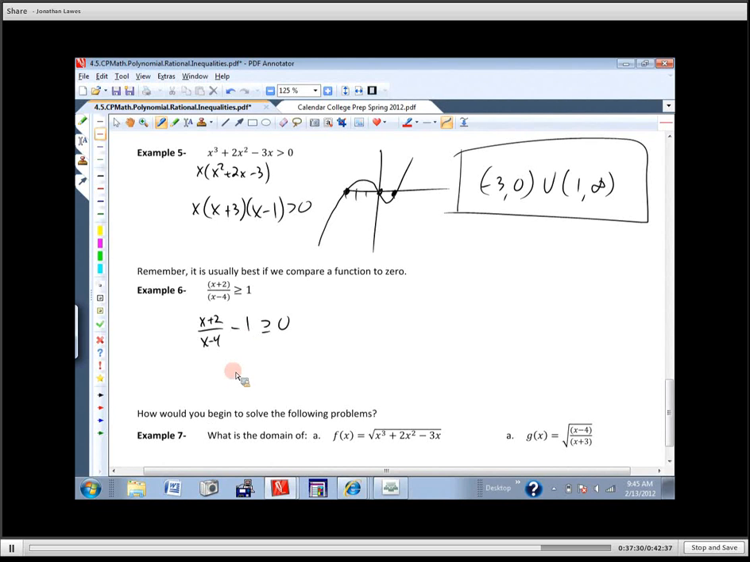If I'm going to combine fractions, I need a common denominator. So I need an x minus 4 here and an x minus 4 there. That's still a negative 1, right? So this is going to be x plus 2. When we did these in 1010, you were probably warned. If you've got subtraction, please be very careful.